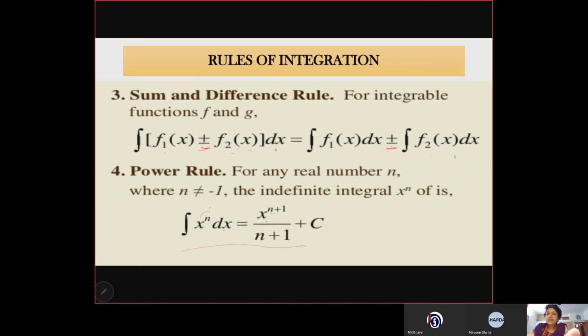Now this you can apply for any real number n except minus 1. Why minus 1? Yes, you're right. The integral of x to the power of minus 1 is nothing but 1 upon x. And the integral of 1 upon x is log mod x plus c. Let's go through some examples quickly.